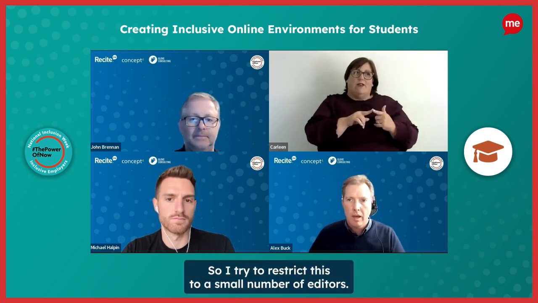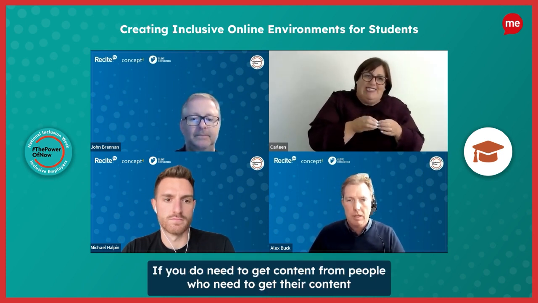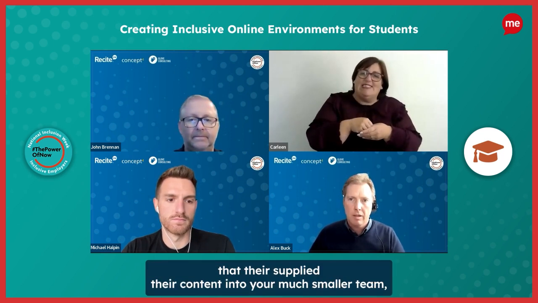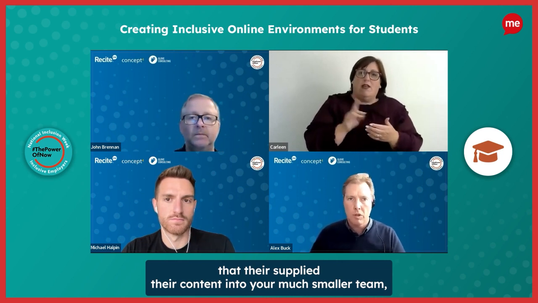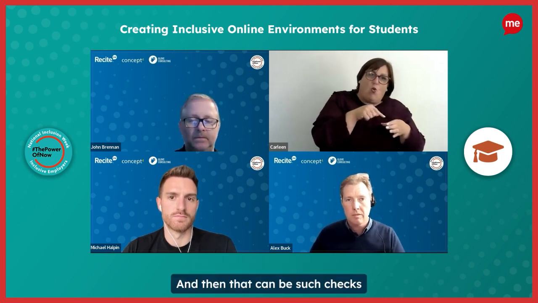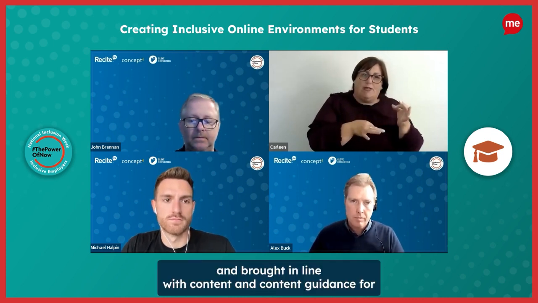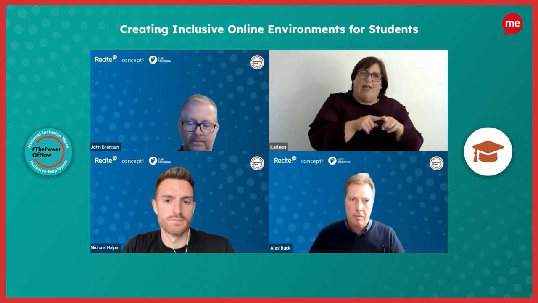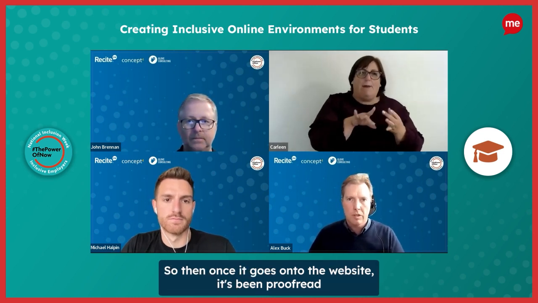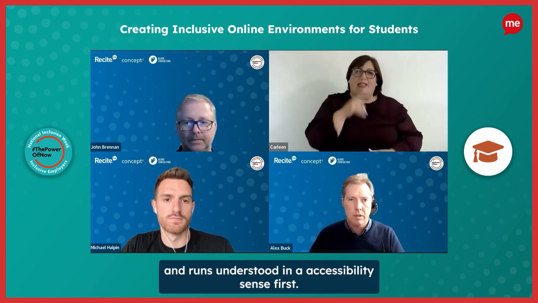So I try to restrict this to a small number of editors. If you do need to get content from people who need to get their content onto the website, I'd suggest that they're not going to do that live onto the website, that they supply their content to your much smaller team, your marketing team, the content editors, and then that can be sense checked offline in a Word or Google document, and brought in line with content guidance for your organization's tone of voice, the way we hyperlink text, the way we structure the content, and so on, so that once it goes onto the website, it's been proofread and understood in an accessibility sense first.